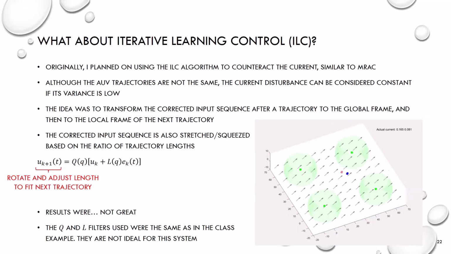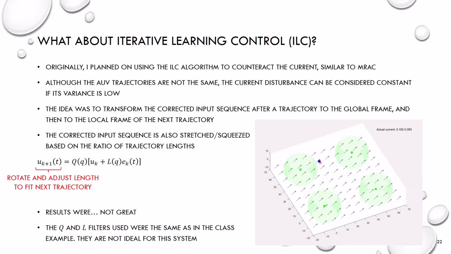So what about iterative learning control, or ILC? Originally, I had planned on using the ILC algorithm to counteract the effect of the current by modifying the input sequence similar to MREC. Although the AUV trajectories are not the same, the current disturbance is pretty similar on the global axis, on the global frame, if the variance is low. And so the idea was to get the corrected input sequence after a trajectory and then transform that sequence back to the global frame and then to the local frame of the next trajectory. And the hope was that we would be able to use that corrected input sequence.